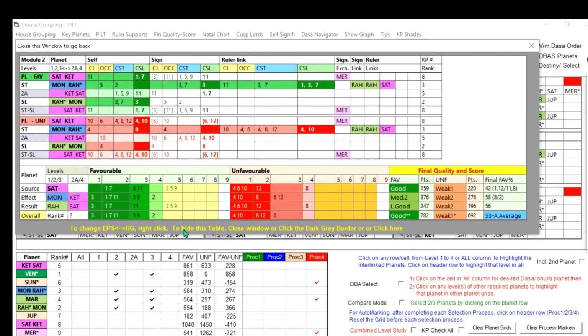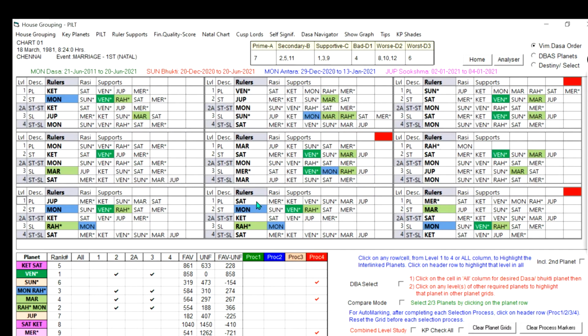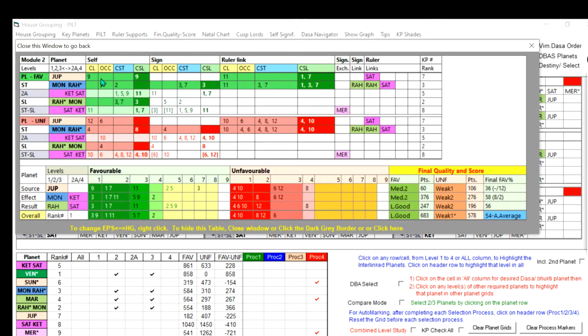So that way we can verify those planets' rulers also. If you go to Jupiter, when compared to Saturn, Jupiter's first level is comparatively better because it has only 12 and 6, whereas Saturn has more unfavorable house grouping. So Jupiter is comparatively better than Saturn.